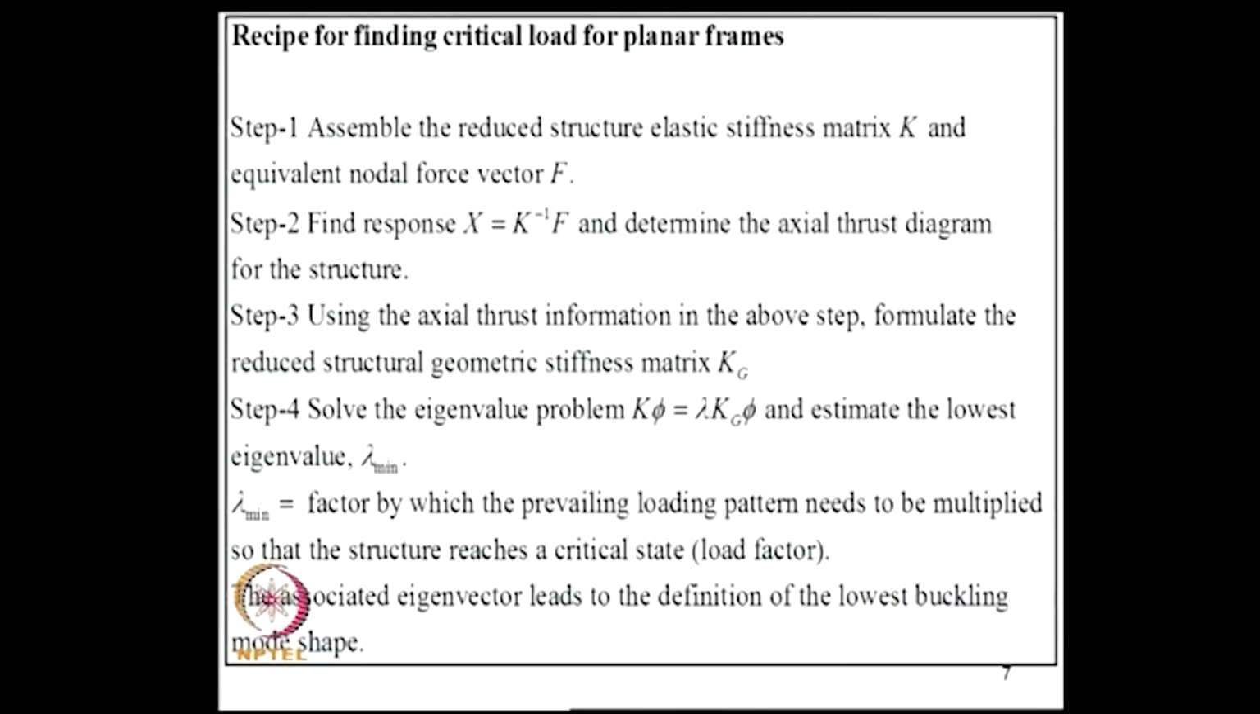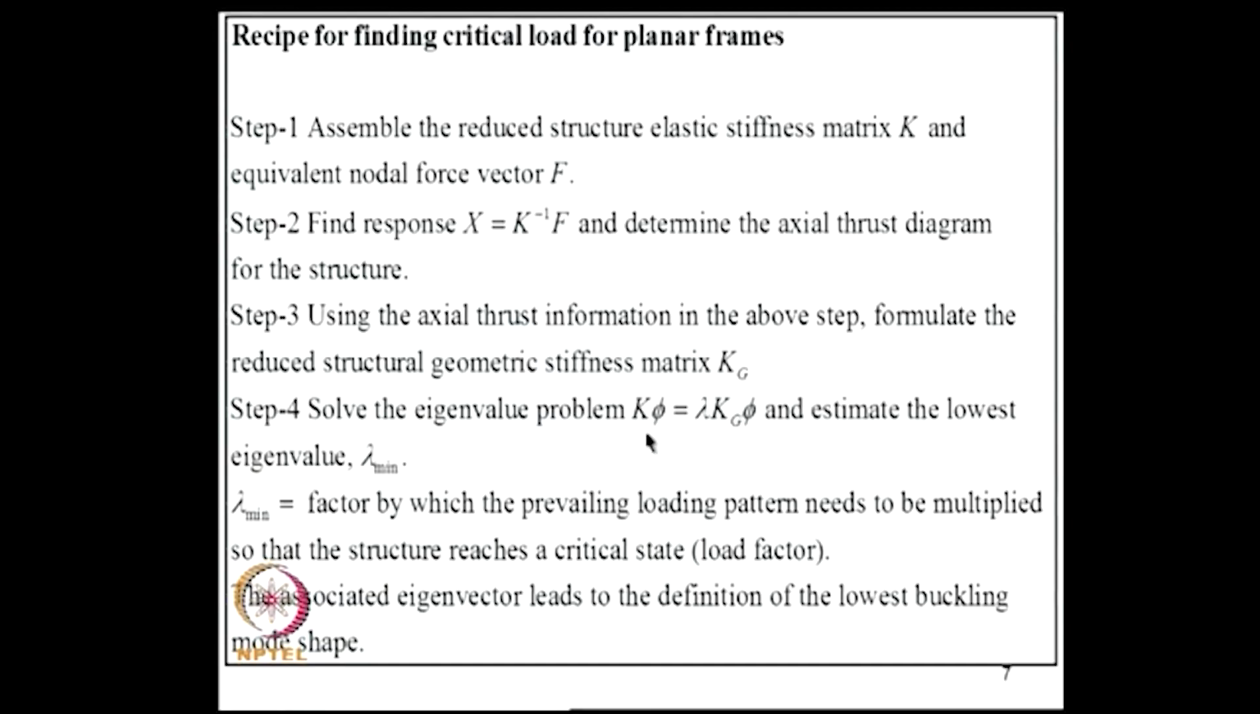What we do is we assemble the reduced structure elastic stiffness matrix K and the equivalent nodal force vector F for the given structure. Then we solve that problem and find out the axial thrust diagram for the structure. That is the first step, that is a simple linear static analysis. Then having established the axial thrust in different elements, with that as a parameter in the geometric stiffness matrix, we formulate the geometric stiffness matrix Kg for each of the elements, and then transform them to the global coordinate system, assemble, all that we will do.